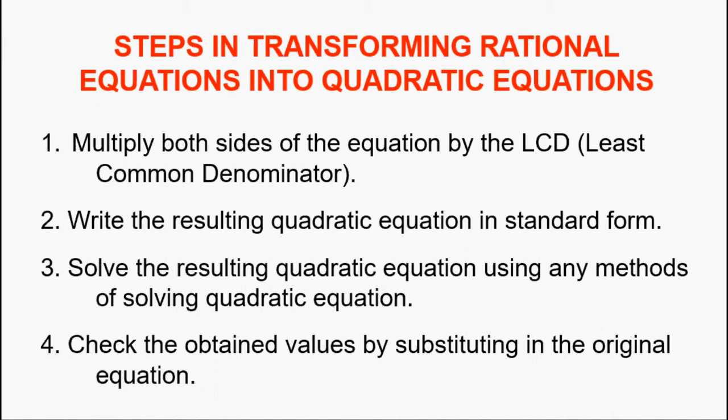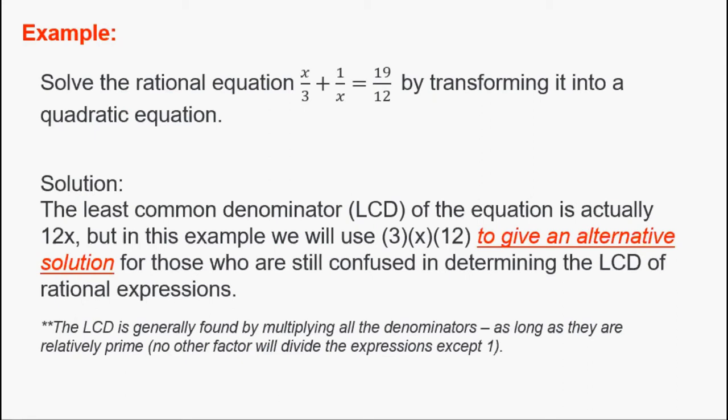First, multiply both sides of the equation by the LCD. Second, write the resulting quadratic equation in standard form. Third, solve the resulting quadratic equation using any methods of solving quadratic equation. And fourth, check the obtained values by substituting in the original equation. For example, solve the rational equation x over 3 plus 1 over x is equal to 19 over 12 by transforming it into a quadratic equation.